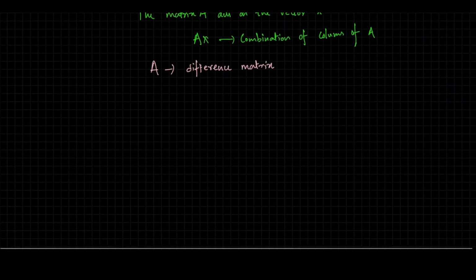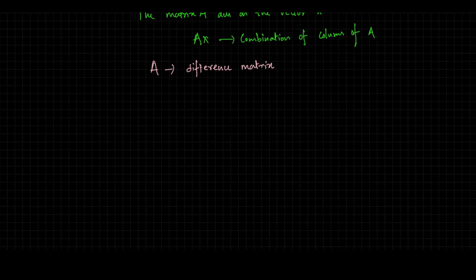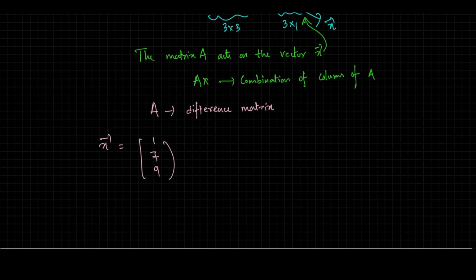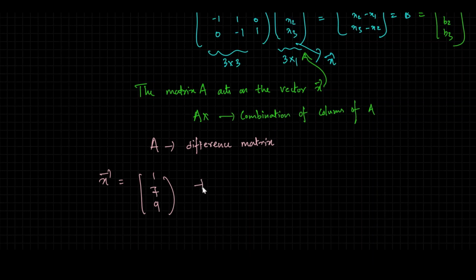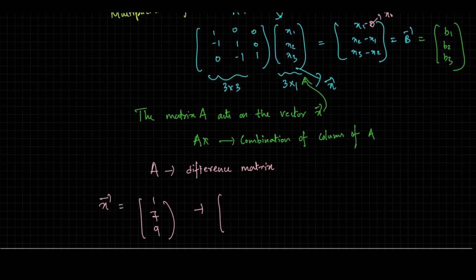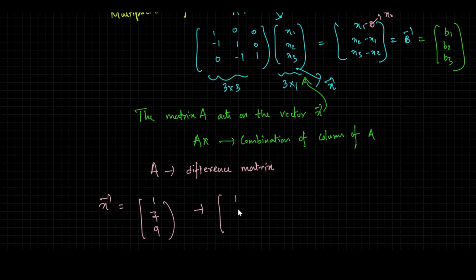So for example, if I consider the x vector to be 1 7 9, and you apply this A on it, you're getting the b vector. You don't even need to do all these things. It's a direct application, isn't it? So you get 1, 7 minus 1, 6, 9 minus 7, 2. This is what you get.